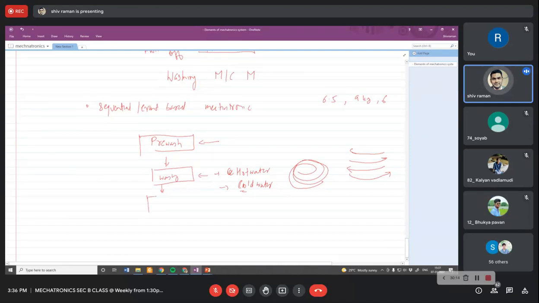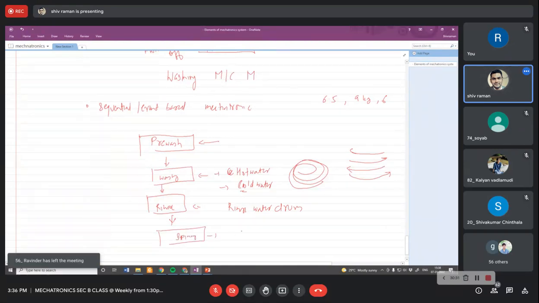Then you have a rinse cycle. In the rinse cycle, it will rinse the water from the drum. Then after completion of the rinse, you finally have a spinning cycle, which is generally used for drying the cloth. So the cycle generally happens within these two blocks until your washing cycle completes.